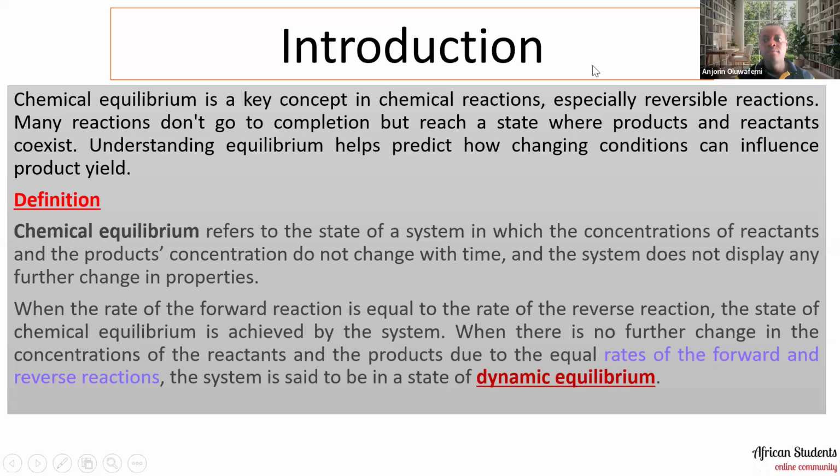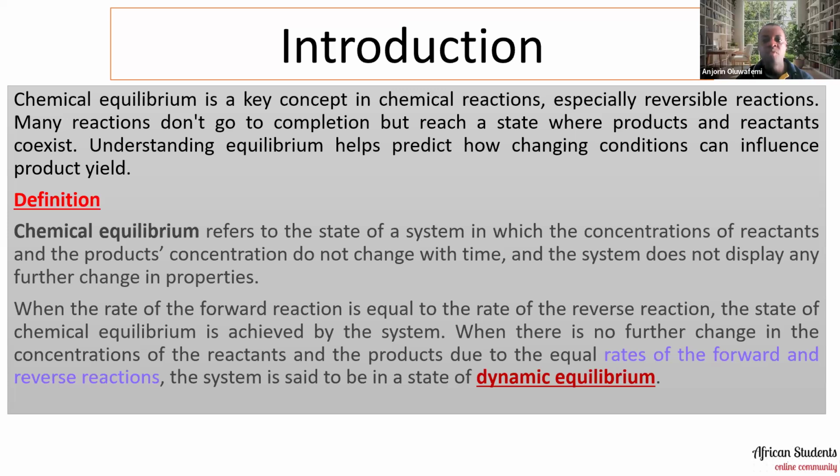We start with a definition of chemical equilibrium now. Chemical equilibrium is a key concept in chemical reactions, especially reversible reactions. Many reactions don't go to completion, but reach a state where products and reactants coexist. Understanding equilibrium helps predict how changing conditions can influence product yield. That's just a kind of synopsis, an introduction to the main work itself.